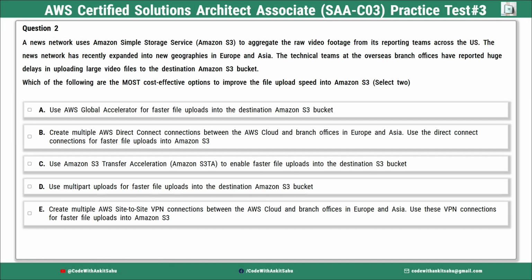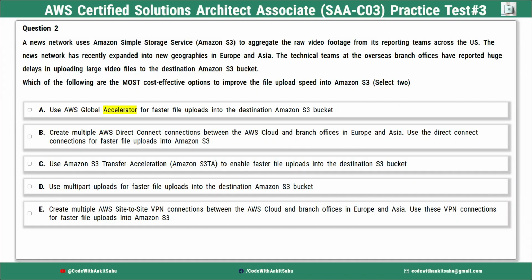Question 2. A news network uses Amazon's Simple Storage Service, Amazon S3, to aggregate the raw video footage from its reporting teams across the US. The news network has recently expanded into new geographies in Europe and Asia. The technical teams at the overseas branch offices have reported huge delays in uploading large video files to the destination Amazon S3 bucket. Which of the following are the most cost-effective options to improve the file upload speed into Amazon S3? Select 2. Option A.